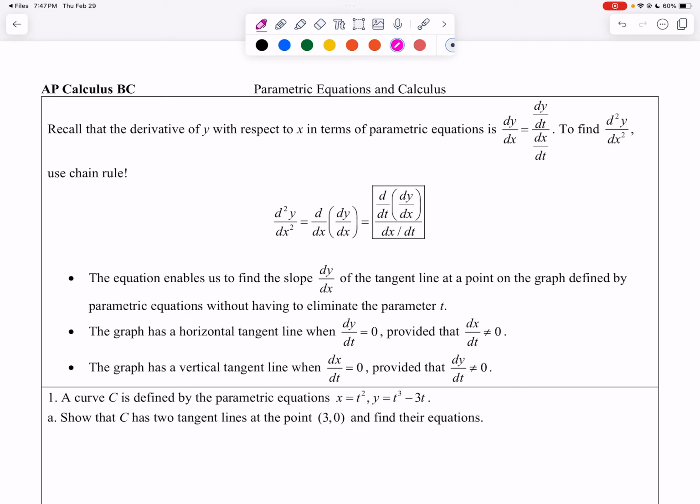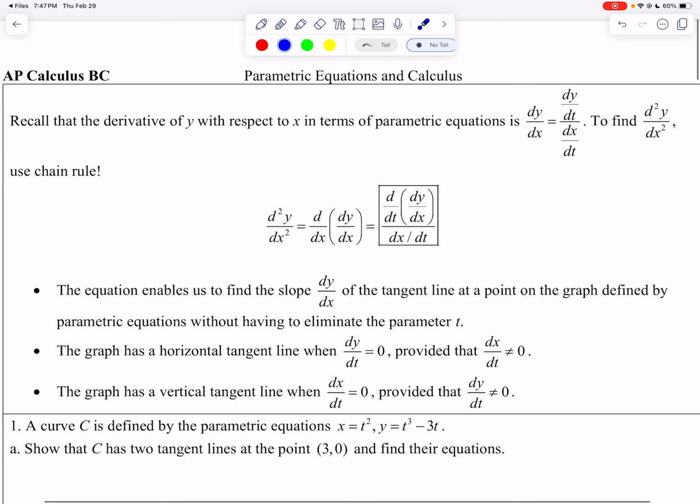Alrighty, in this video we are going to talk about parametric equations and calculus. Now, hopefully you guys remember back in the previous video that the derivative of y with respect to t in terms of parametric equations is going to be dy/dt over dx/dt. Now, to find the second derivative, that's going to be very similar, but we are going to be using a little bit of the chain rule right here.